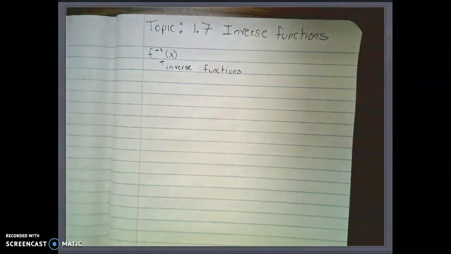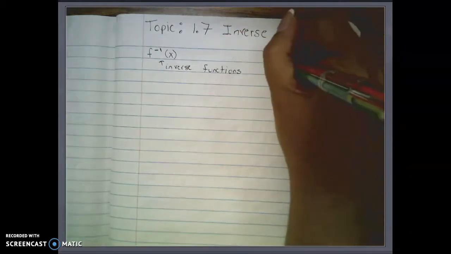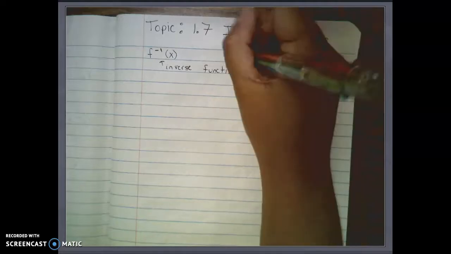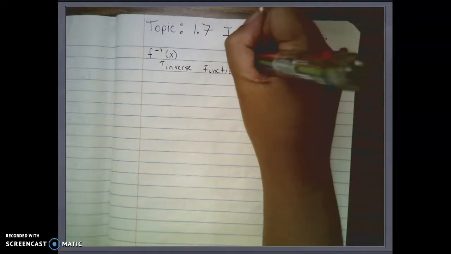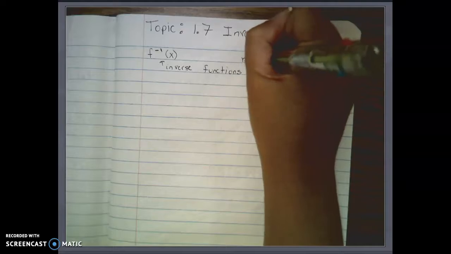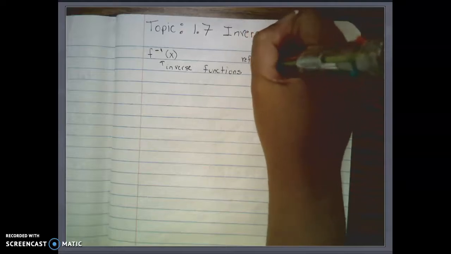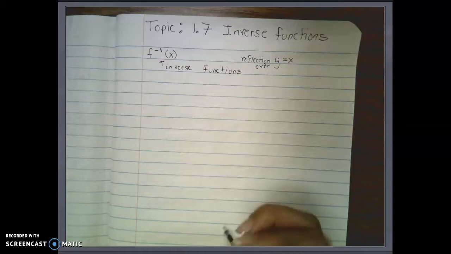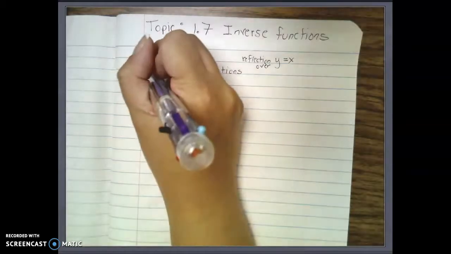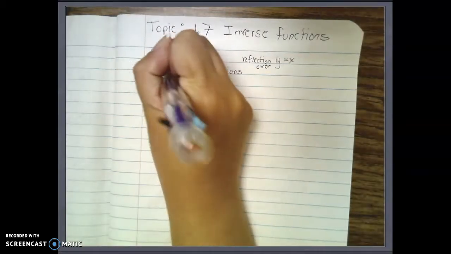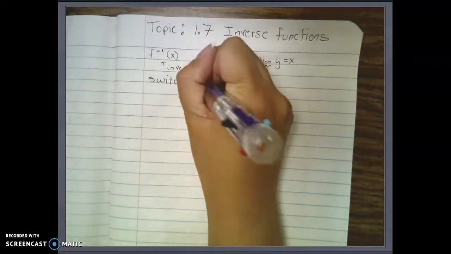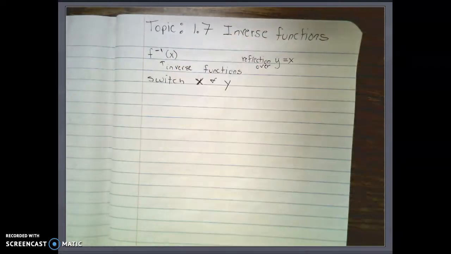An inverse function is basically just a reflection of the same graph over the y equals x line. So it's a reflection over y equals x. Basically, you need to know you're just going to switch the x and the y coordinates. So that's really what you are looking for.